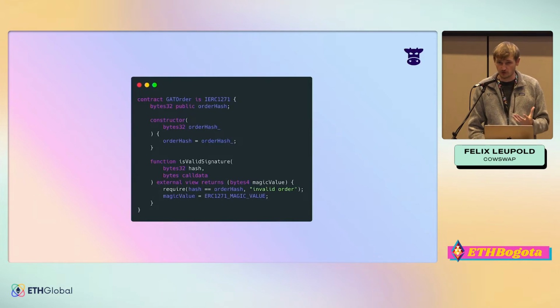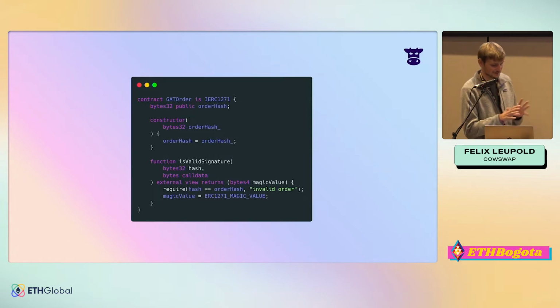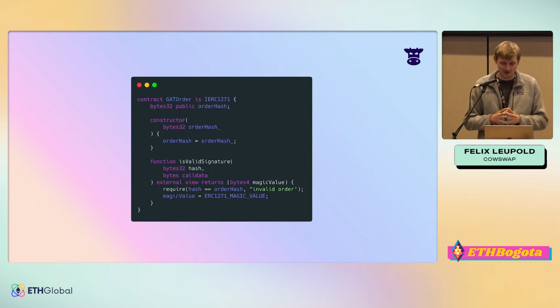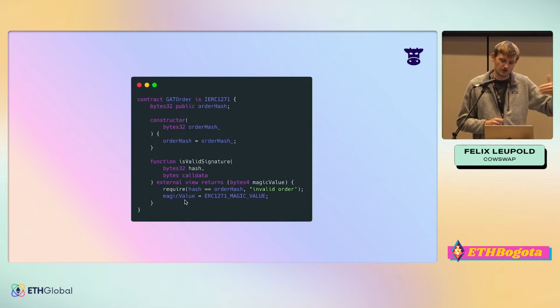So let's walk over the code. We'll also see it in real life in a minute, but let's just walk over the code that's required here. This is the construct for a good after time order, but at this point it doesn't do much. At this point it just takes in the constructor an order hash that you want to be executing, and then is valid signature just checks that whatever the settlement contract is trying to execute is actually the thing that we have pre-signed here. So this is not yet doing good after time.